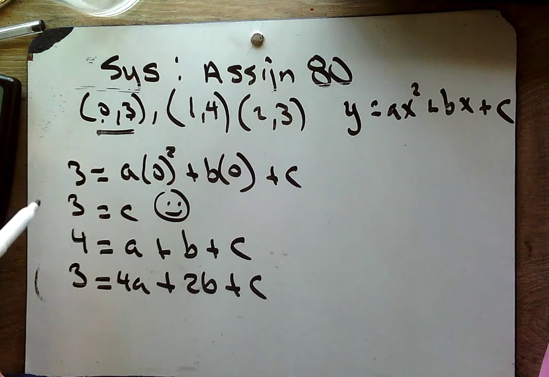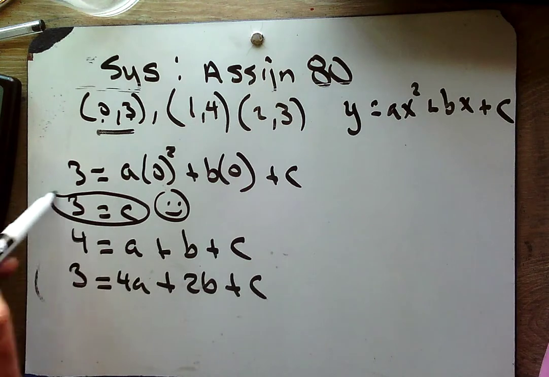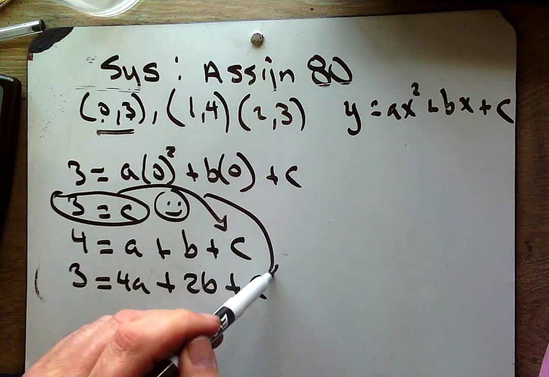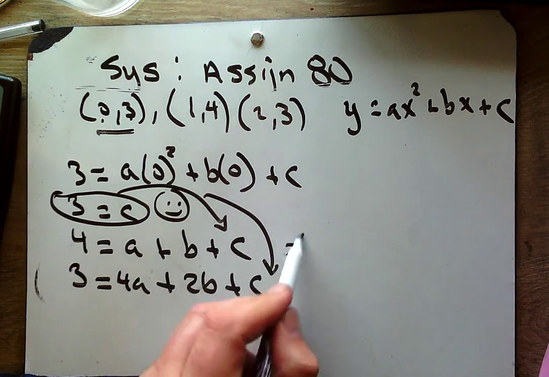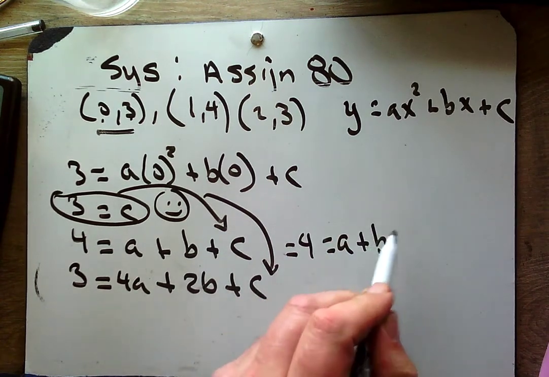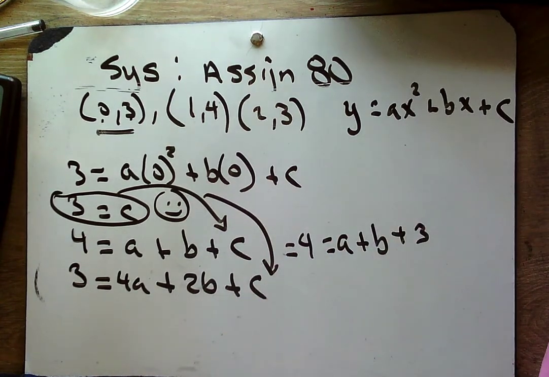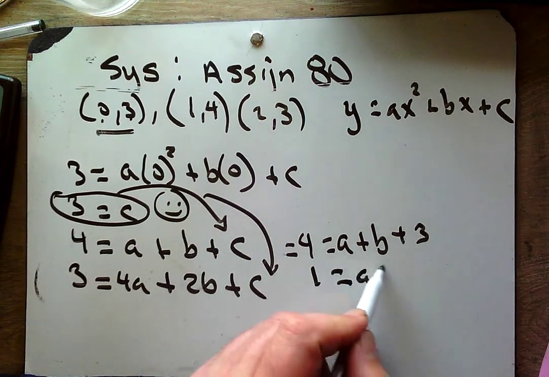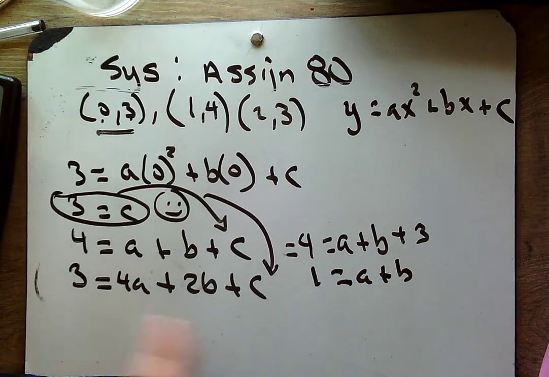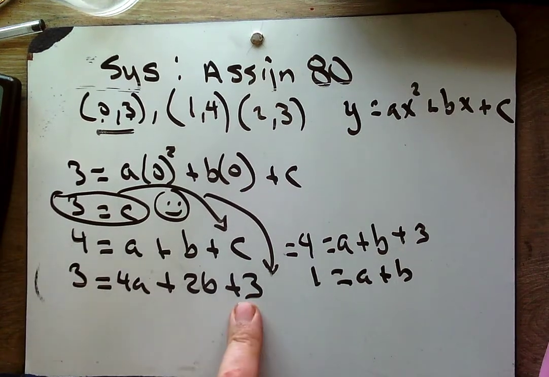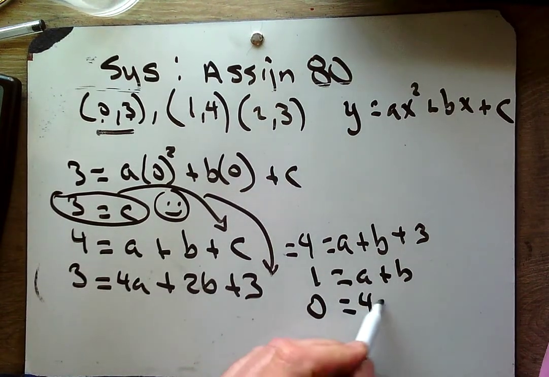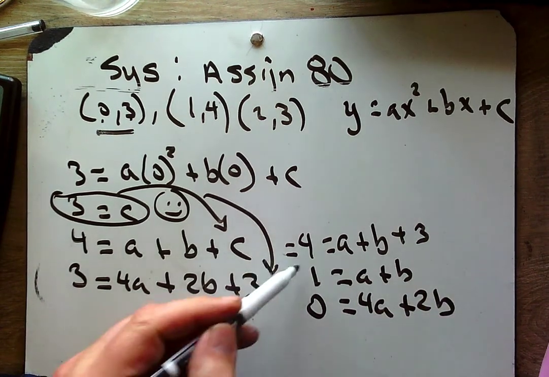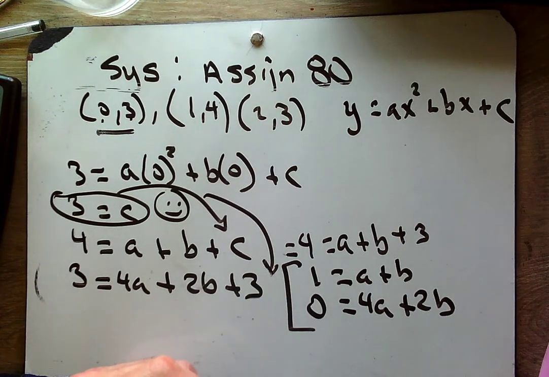Now, I could do what I did with my three variable systems, but you know, I already know this. I should just plug this in. 4 equals a plus b plus 3. Well, if I subtract 3 from both sides, I could now write 1 equals a plus b. And here, when I replace c with 3, and I subtract 3 from both sides, I get 0 equals 4a plus 2b. So there's my little two-variable system to solve.